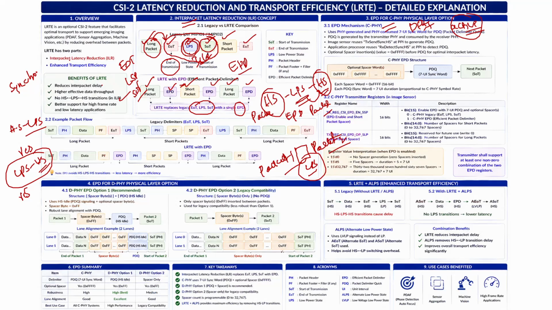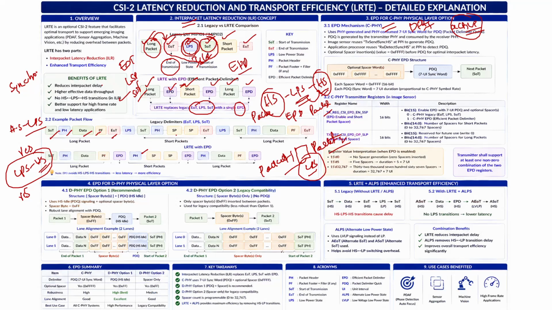transport efficiency. Okay, so how does this EPD work? Legacy packet flow, you know this legacy packet flow, right? So how it is transferring the data: short packet, packet header and data, packet footer, end of transmission, and LPS. You know the meaning of packet header? Packet header tells you what type of data you are transferring, and then start of transmission, where you are starting the data.